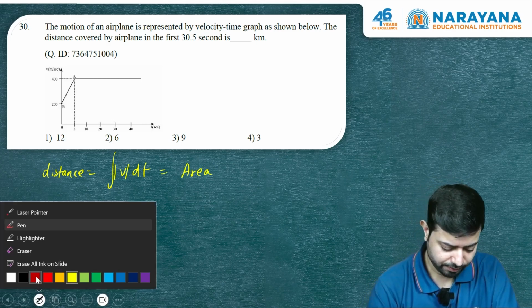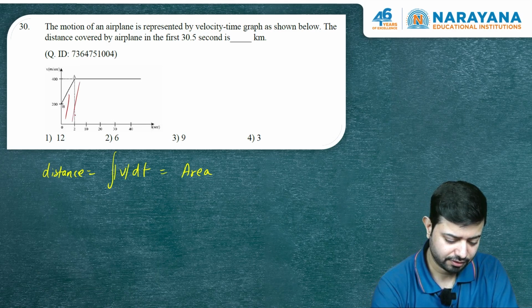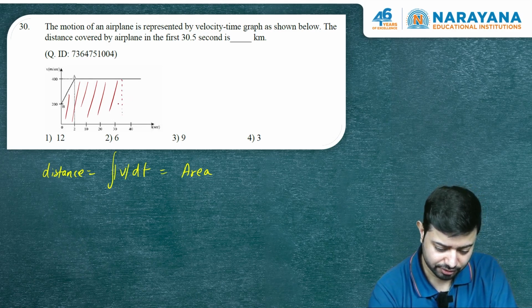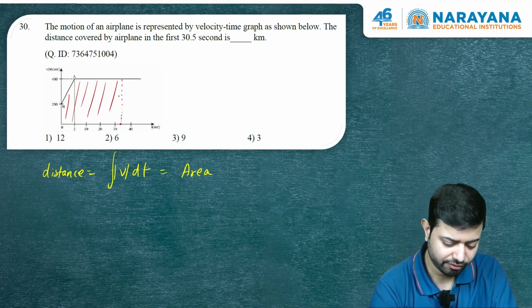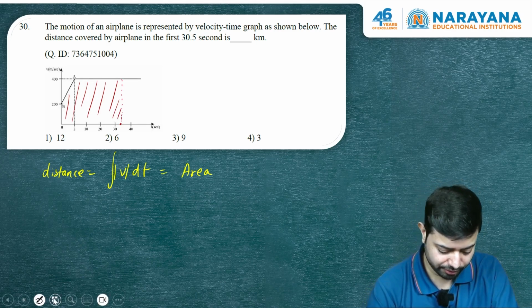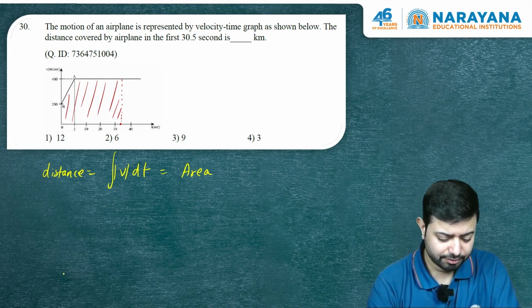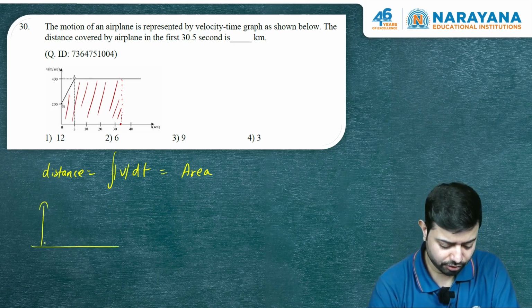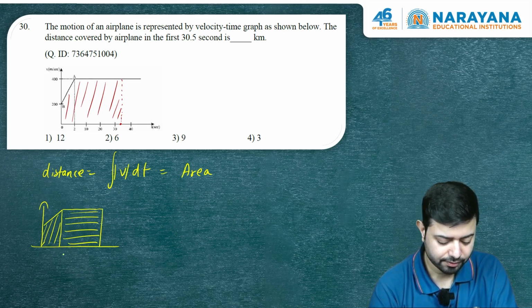So, what will you do here? You have to consider this full area, up to a time interval of 30.5 seconds. Somewhere let us say it is here at 30.5, you have to consider this full area. Let us move forward and see how we can get this area. You can think of this shape as a combination of two shapes. One is the trapezium, and one is the rectangle. You can find a separate area for each.